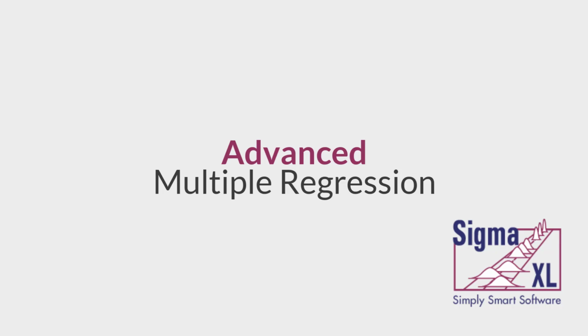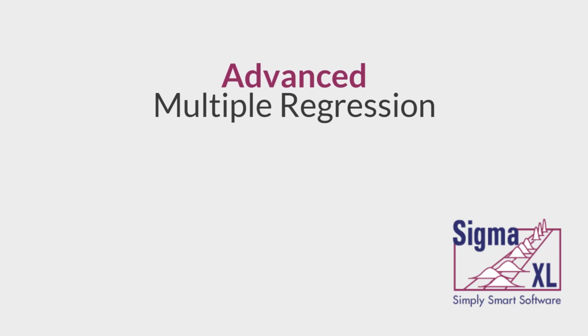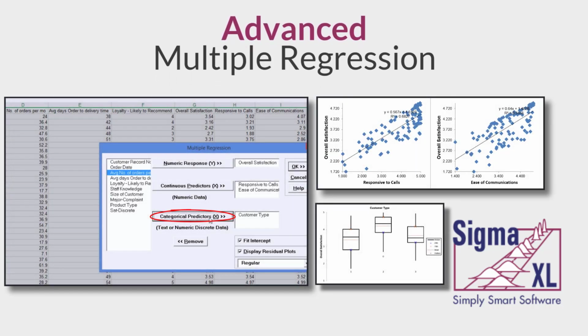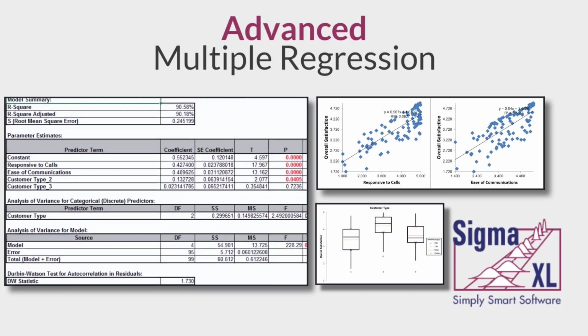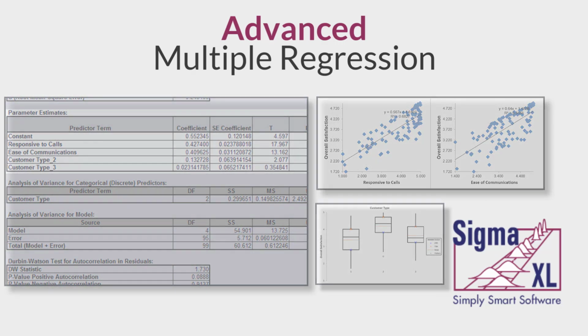In this video, we demonstrate the use of the Advanced Multiple Regression tool in SigmaXL. In a previous video using basic multiple regression, we analyzed the relationship of overall satisfaction versus responsive to calls, ease of communications, and customer type using customer data. Overall satisfaction is on a 1 to 5 scale, where 1 is very dissatisfied and 5 is very satisfied.